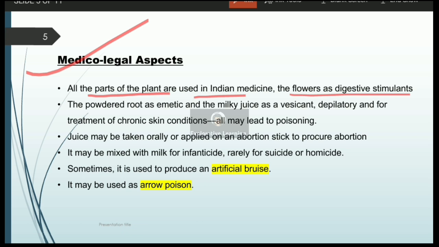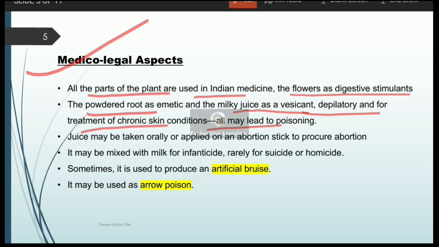Everything has some effects and side effects depending upon the dosage, as it is commonly said in toxicology that everything is a poison. But depending upon the dose, even a poison can be used as a medicine, and a medicine can become a poison. The powdered form of the root is used as an emetic, and milky juice is mentioned to cure chronic conditions, as a vesicant, the depilatory, and stuff like that. It may lead to poisoning, but it can also be very useful in different aspects.